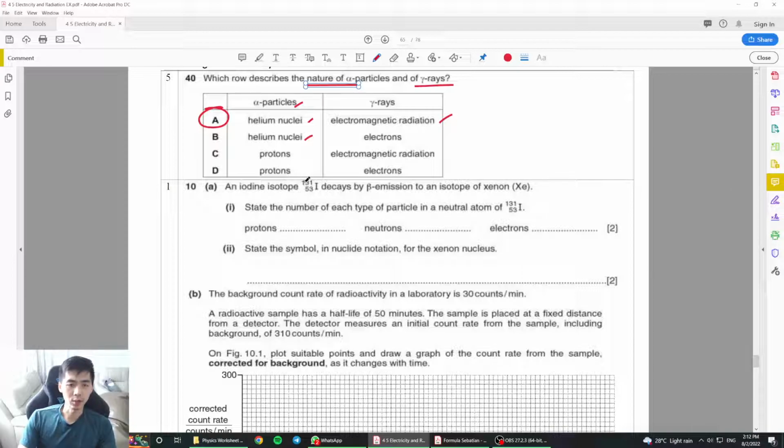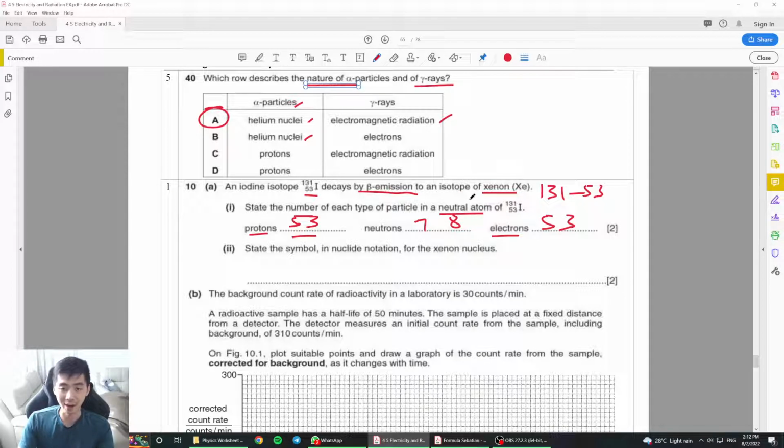An iodine isotope, iodine-131, decays by beta emission to an isotope of xenon. State the number of each type of particle in a neutral atom of iodine-131. Right, so they want me to find the proton number now, which is obviously going to be 53. The neutron number is always the nucleon number minus the proton number, which is 131 minus 53 here. It's essentially going to be 78. Right, and the electron number is definitely the same as the proton number because the atom is neutrally charged, guys. Only ions will have more electrons or more protons.